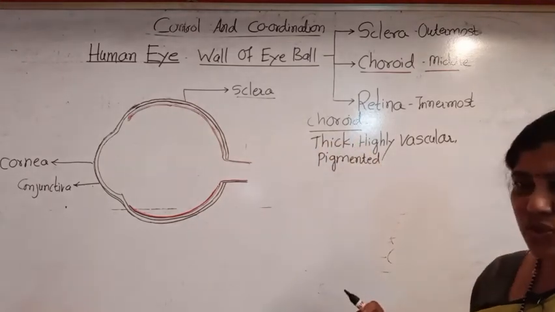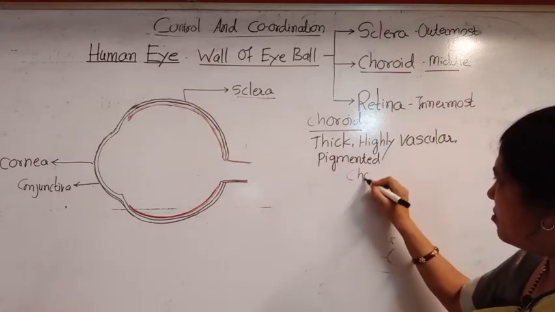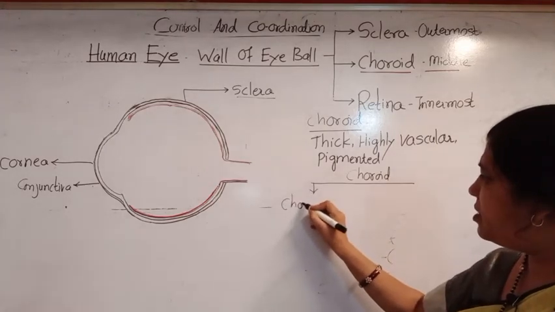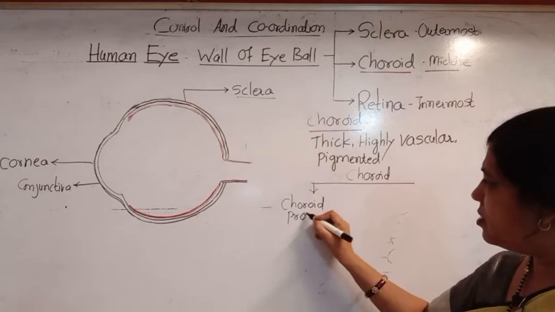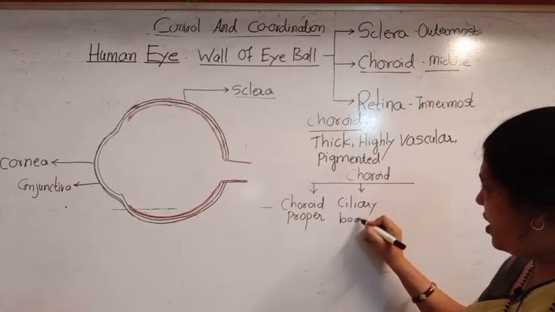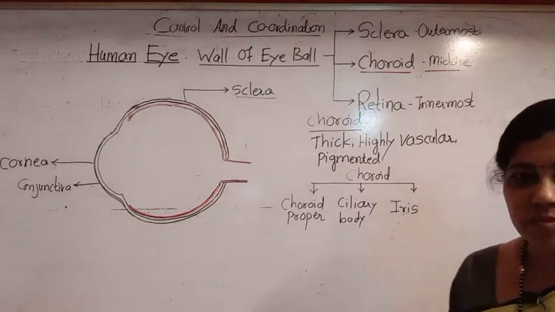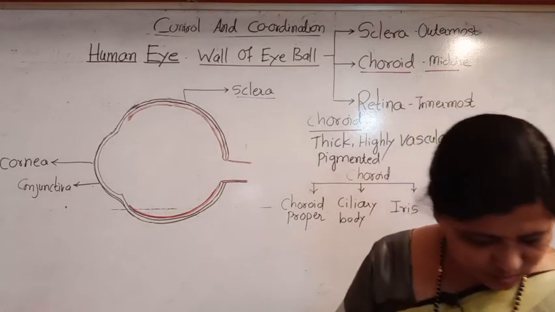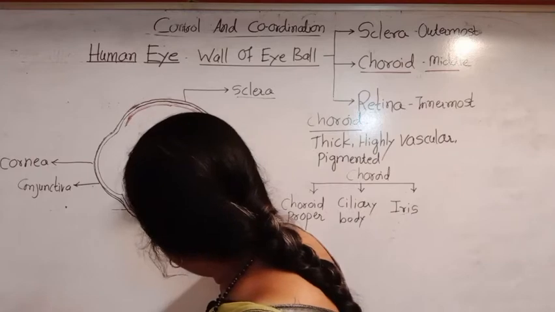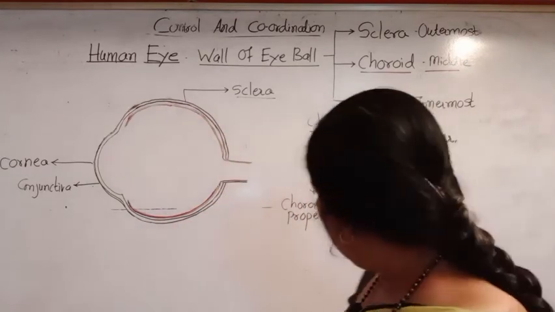But this choroid consists of 3 parts. It divides into 3 parts. Number 1, choroid proper. Then the ciliary body, and third, the iris.